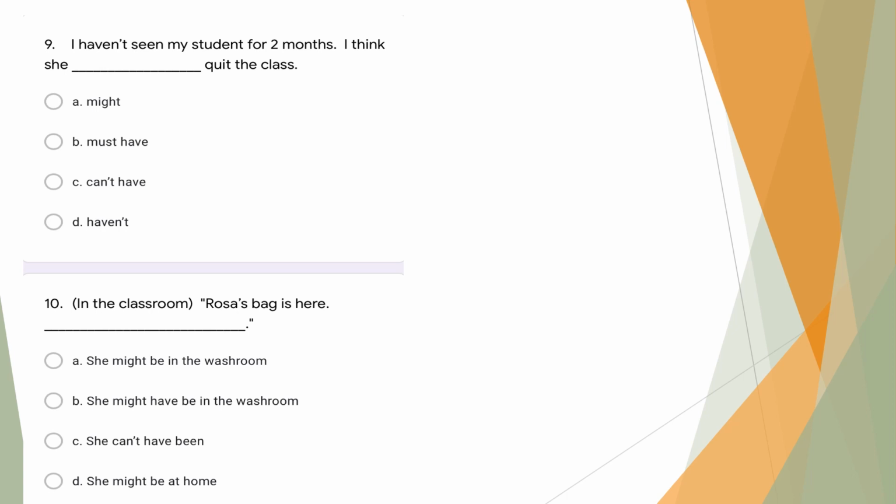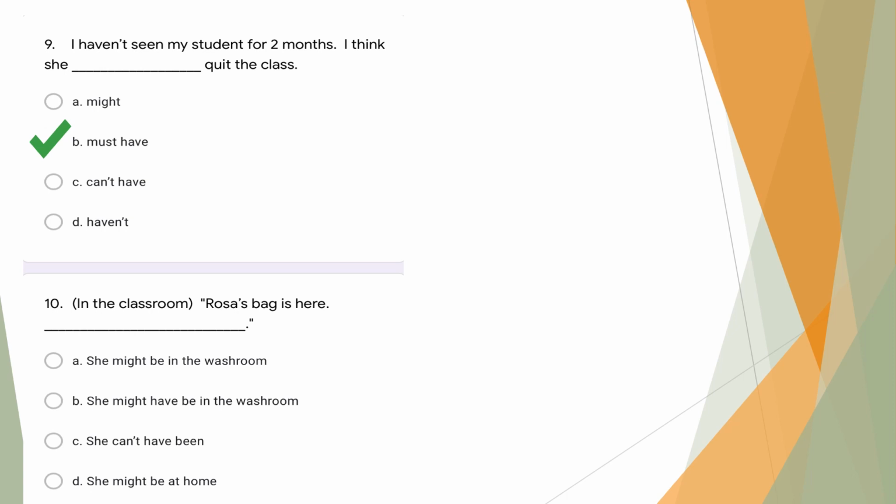Now actually A and D, they don't work because this needs to be a past tense. So it's got to be B or C. I think she must have quit the class, or I think she can't have quit the class. I haven't seen her for 2 months. What would I think? I would think she must have quit the class. I haven't seen my student for 2 months. I would think she must have quit the class.